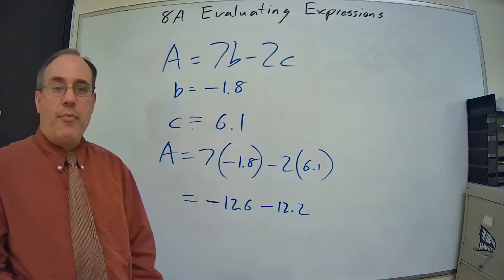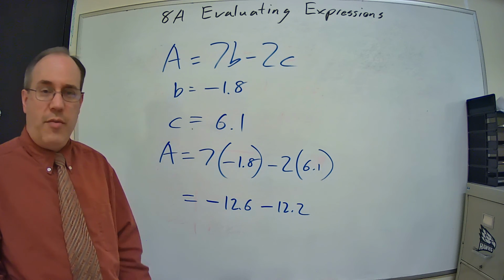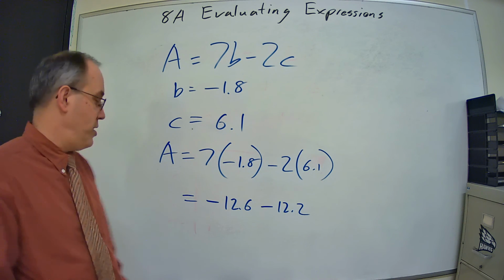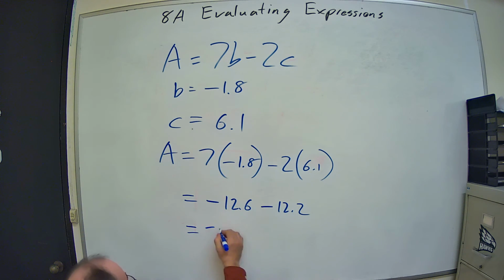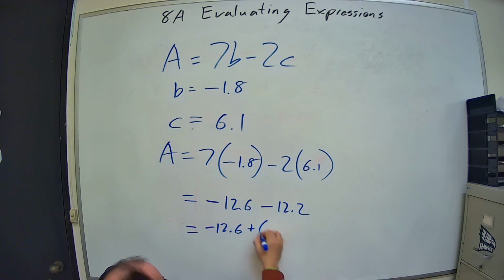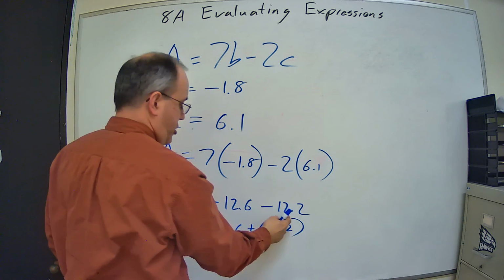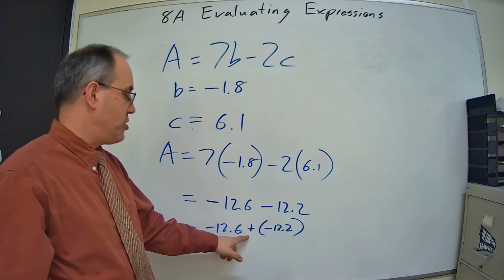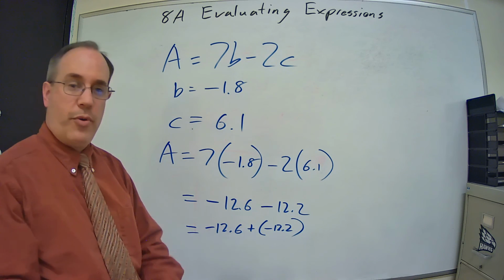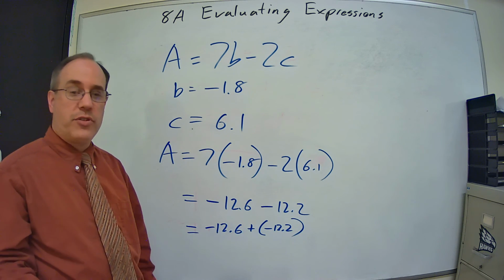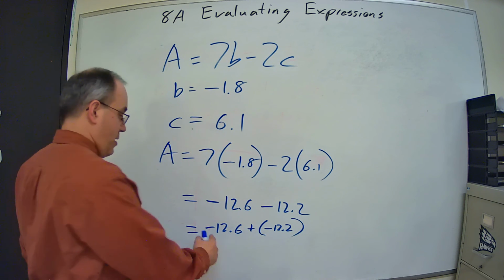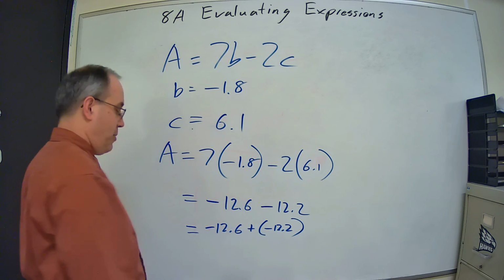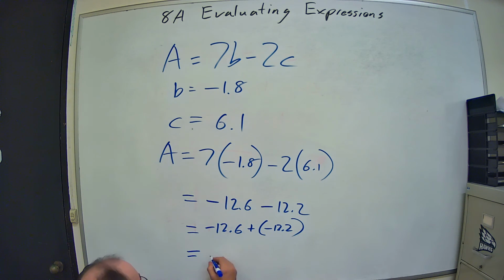When we subtract, now remember when we're dealing with subtracting signed numbers, it can be easier if we change it to addition. So that's equal to negative 12.6 plus negative 12.2. Remember, keep, change, change. So we kept the negative sign here, we changed subtraction to addition, we changed that positive number to a negative number. And now when you're adding signed numbers, if the signs are the same, then add the numbers up and keep the sign. So we get negative 24.8.